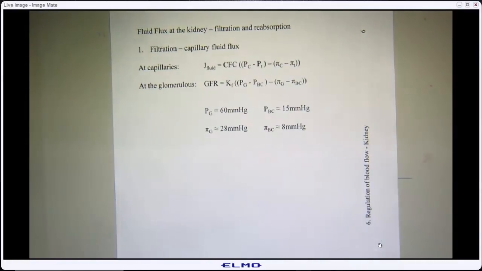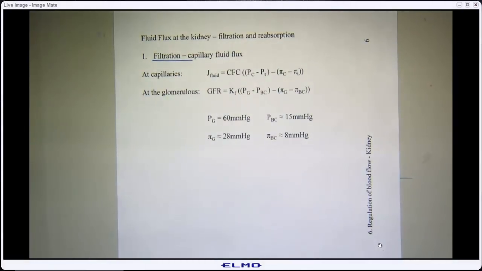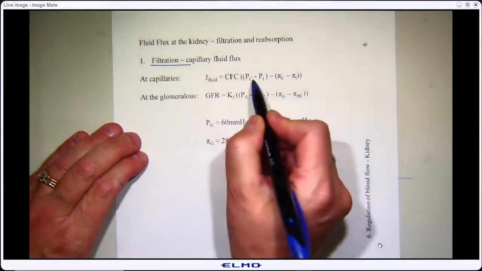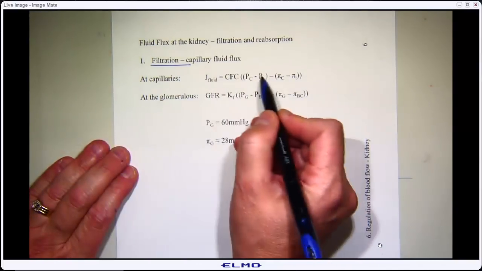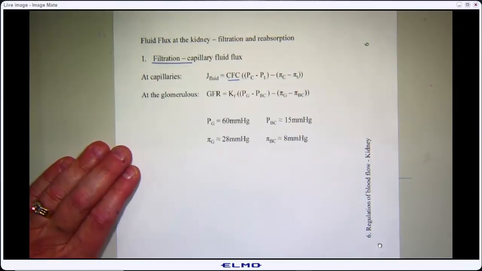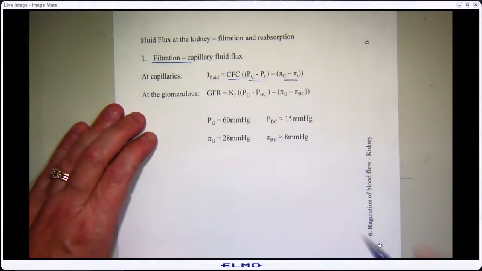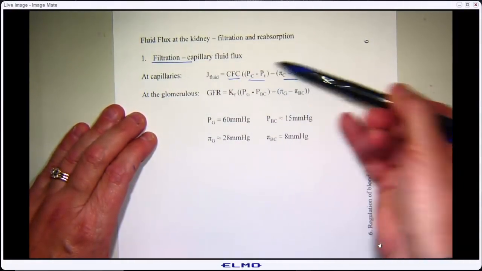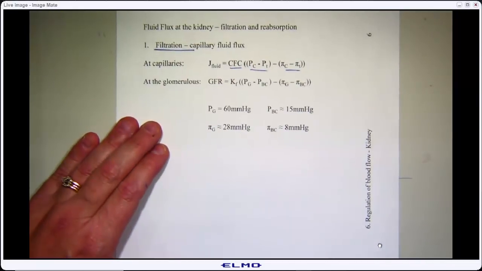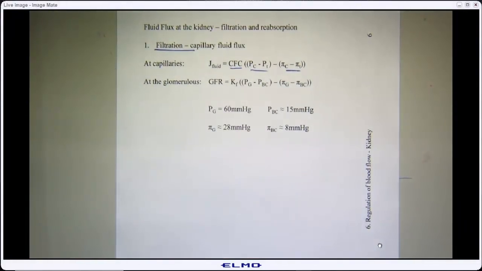So again, this is no surprise as to what we're going to be comparing. If we're thinking about filtration, we're talking about capillary fluid flux. Remember at the capillaries of skeletal muscle, we talked about how fluid flux was dictated by a constant, which we never messed with, and delta P and delta pi, and that was our language, pi C, pi T, PC, PT. So we've been there before. When we thought about fluid flux, it was a delta P versus delta pi argument. So at the level of the kidney, it's exactly the same. The language has changed.